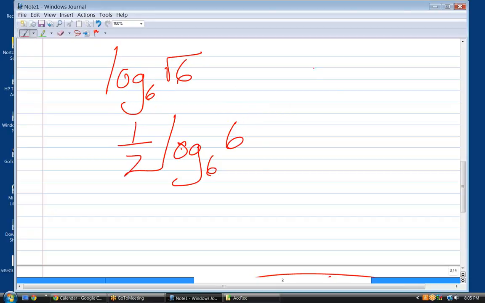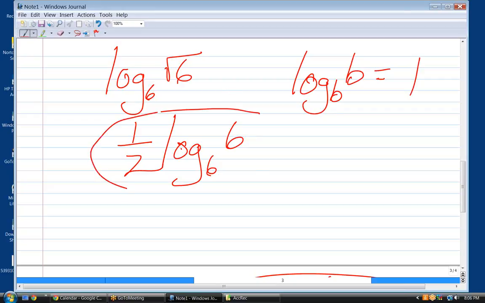And the other thing you want to know is that the log of b base b is always 1, no matter what b is. So if it was the log base 17 of 17, it'd just be 1. Which means this is equal to 1/2.